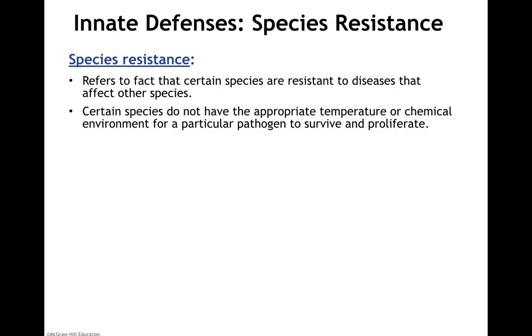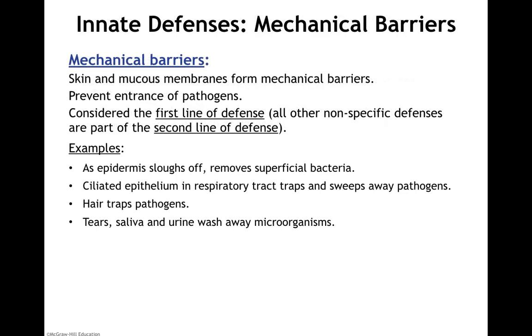So there are certain species that do not have the appropriate temperature or chemical environment for a particular pathogen to survive and proliferate. So certain species are resistant to diseases that affect other species. They're permissive, I think, is a good way to think of that. There are certain pathogens that are permissive in one species but not permissive in another.